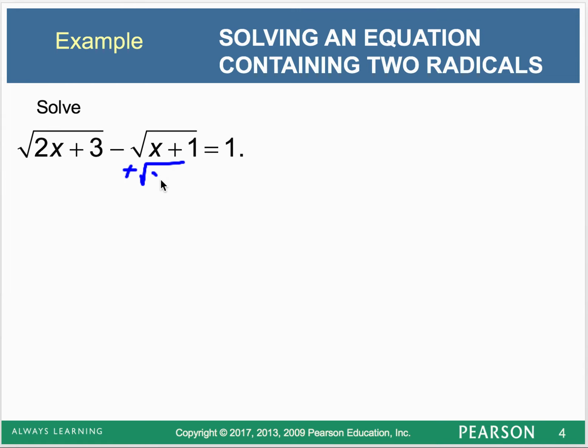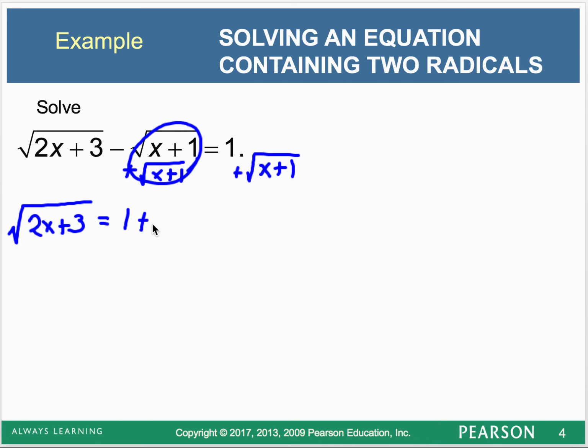Let's add the square root of x plus 1 to both sides, so that we have the square root of 2x plus 3 equals 1 plus the square root of x plus 1. Now, we square both sides, not individual terms, both sides. So this is fine over here. That undoes the square root and just leaves 2x plus 3.